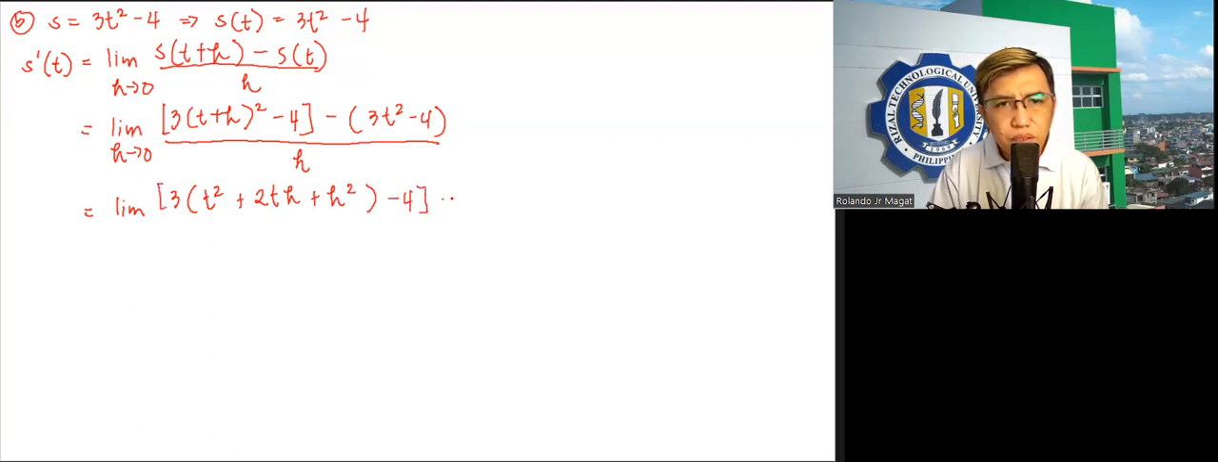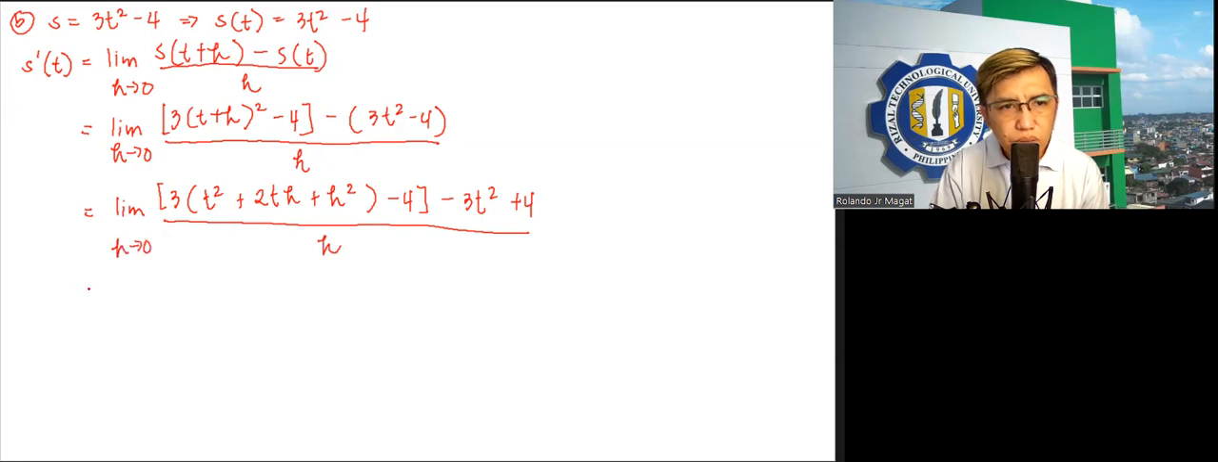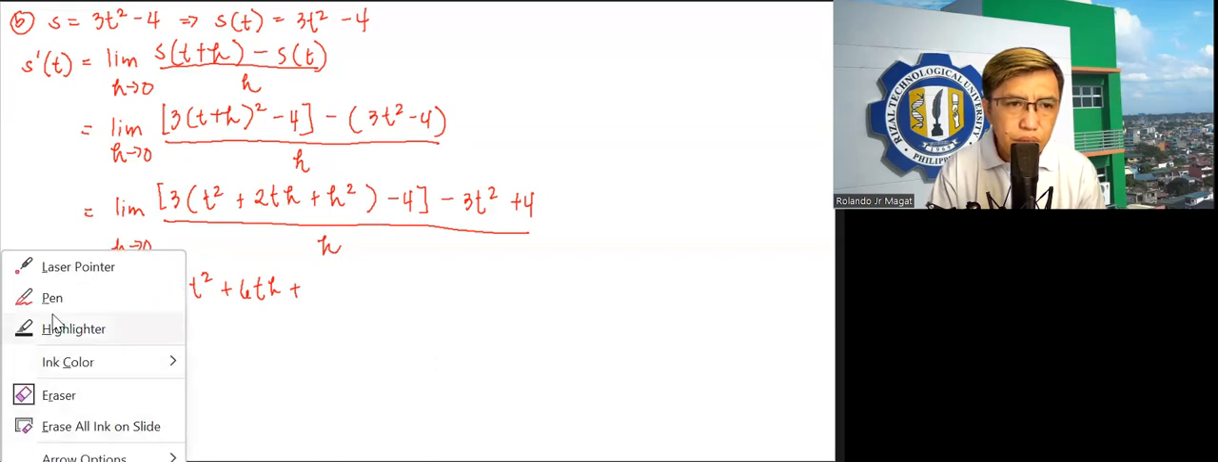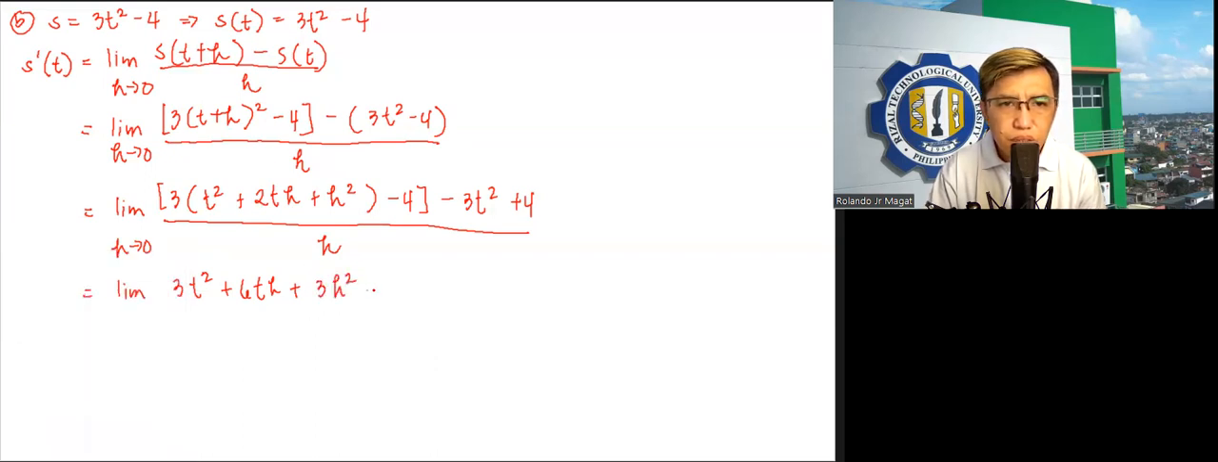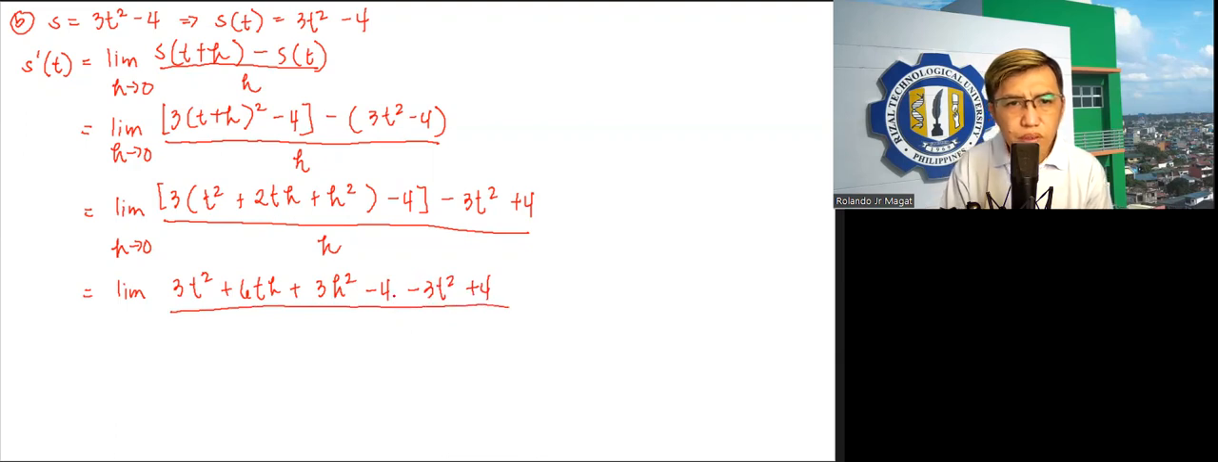Okay, let's group this one. Minus 3t squared plus 4. I already removed the grouping symbol, or I just distributed -1. And then all over h, as h approaches 0, what we have now is, let's distribute 3. So the terms, we have 3t squared plus 6th plus 3h squared minus 4 minus 3t squared plus 4 all over h.